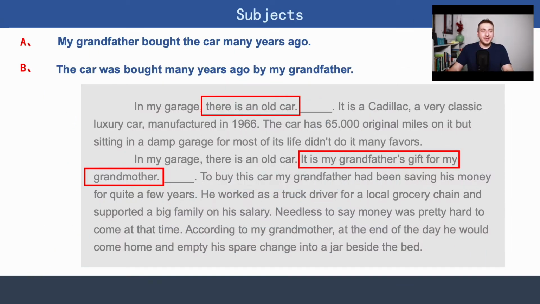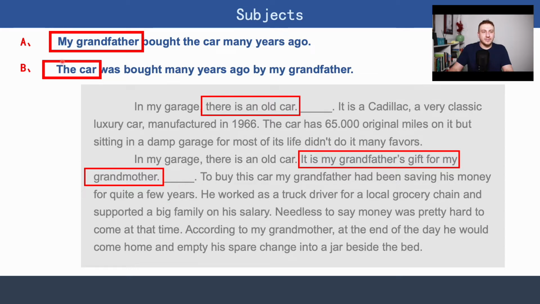So here we have two examples. We have example A and example B. The two sentences above are similar in meaning, but they have different focus. In sentence A, the focus of the meaning is my grandfather, whereas sentence B is mainly about the car. Let's see if we can put a suitable one of the two sentences above into each space below. Okay, so here and here.